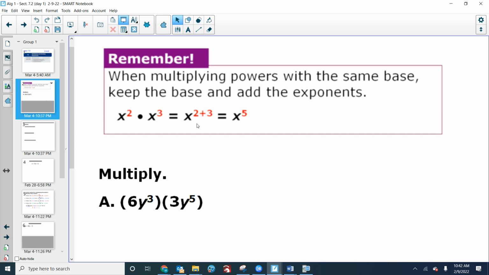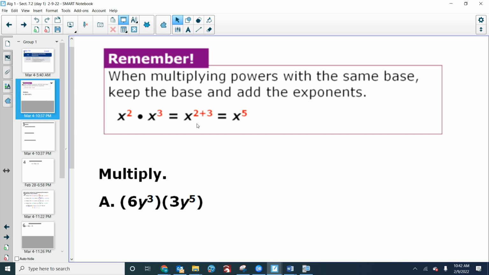x squared times x to the third. Okay? I thought we did this rule before, didn't we, with exponents? Yep. Yeah. This is review. We add the exponents. It would be x to the fifth. Now, be careful. Well, I'll get to that in a second.